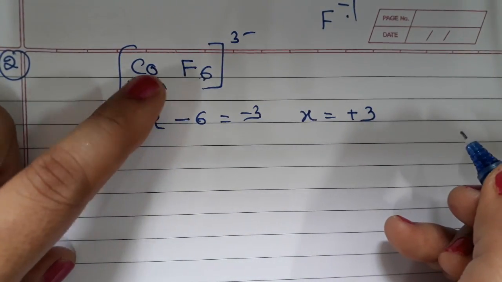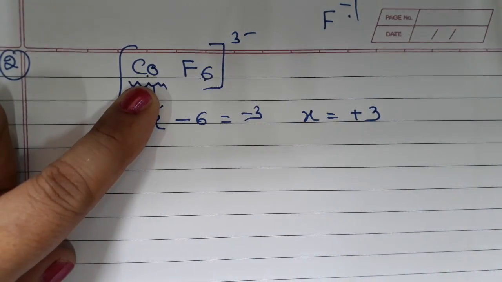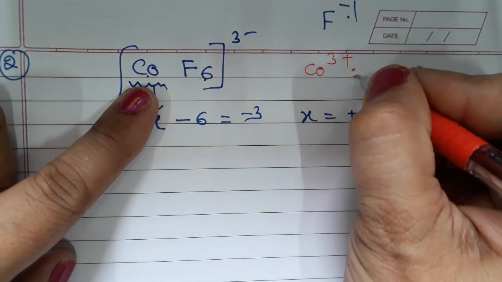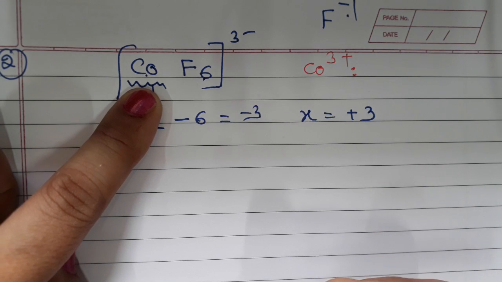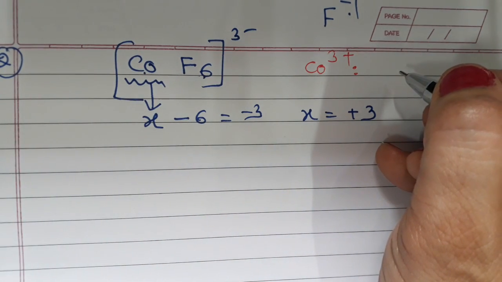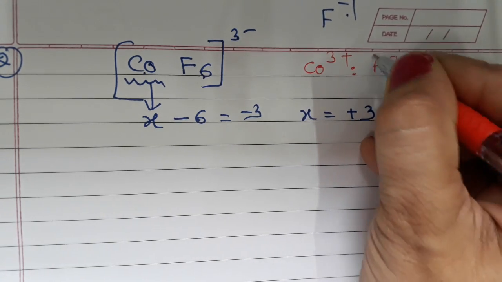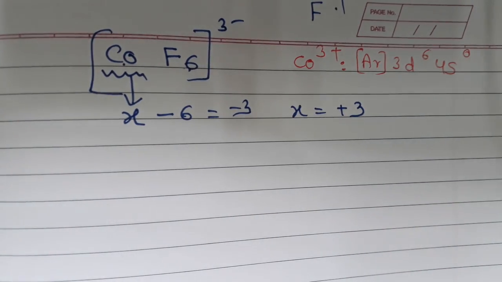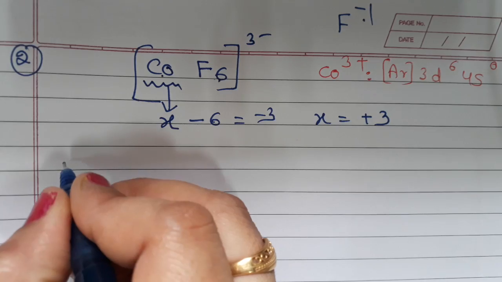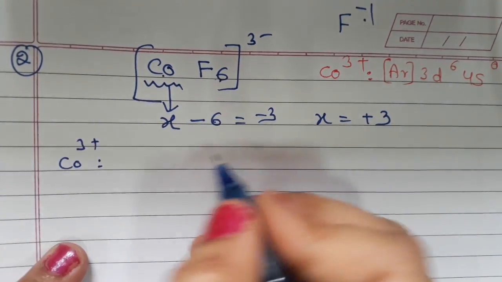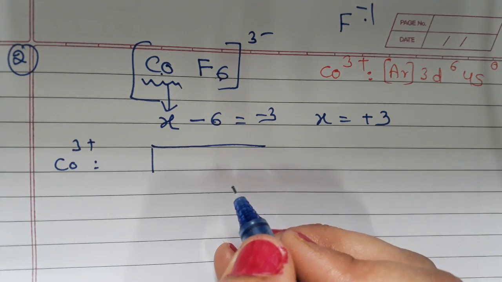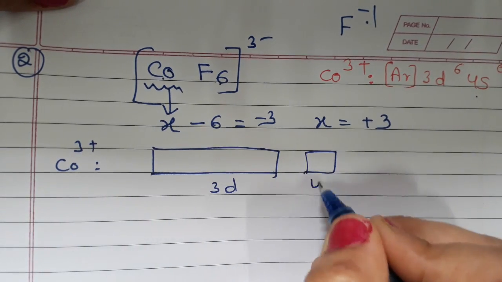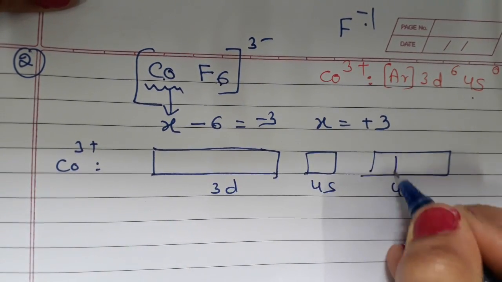It means that in this complex, students, we have Co plus 3 charge. So what will be the electronic configuration? Just now we have done it. If it is Co plus 3, the electronic configuration would be argon 3d6 4s0. So I am going to write here Co3+. We have how many d electrons? D electrons are 6. So it is 3d. Then I will write 4s. Then I am going to write 4p.